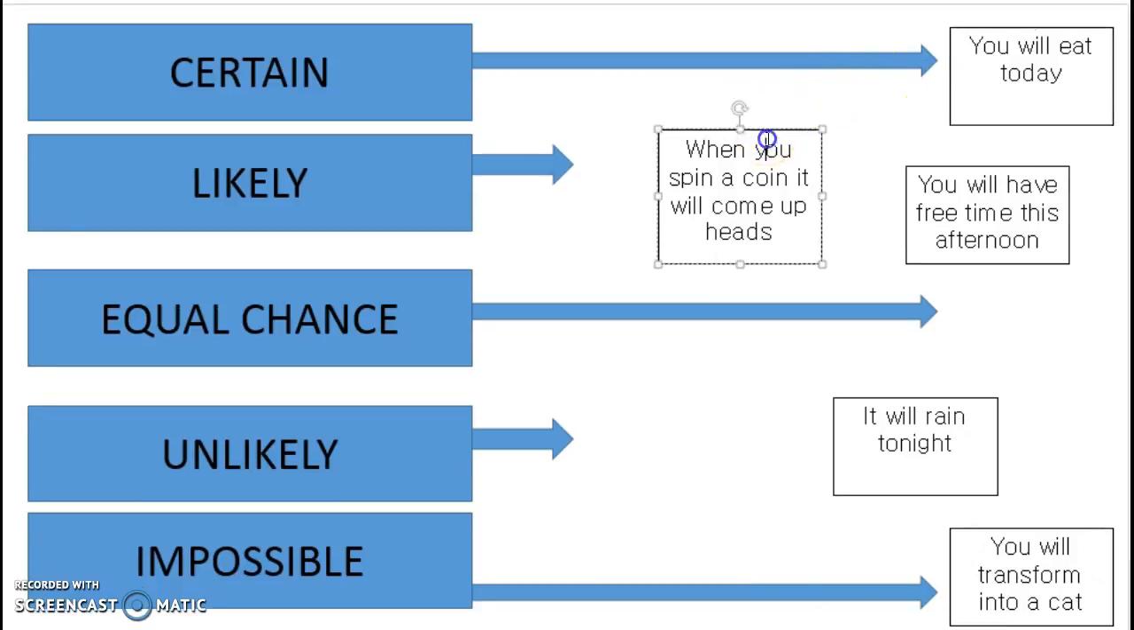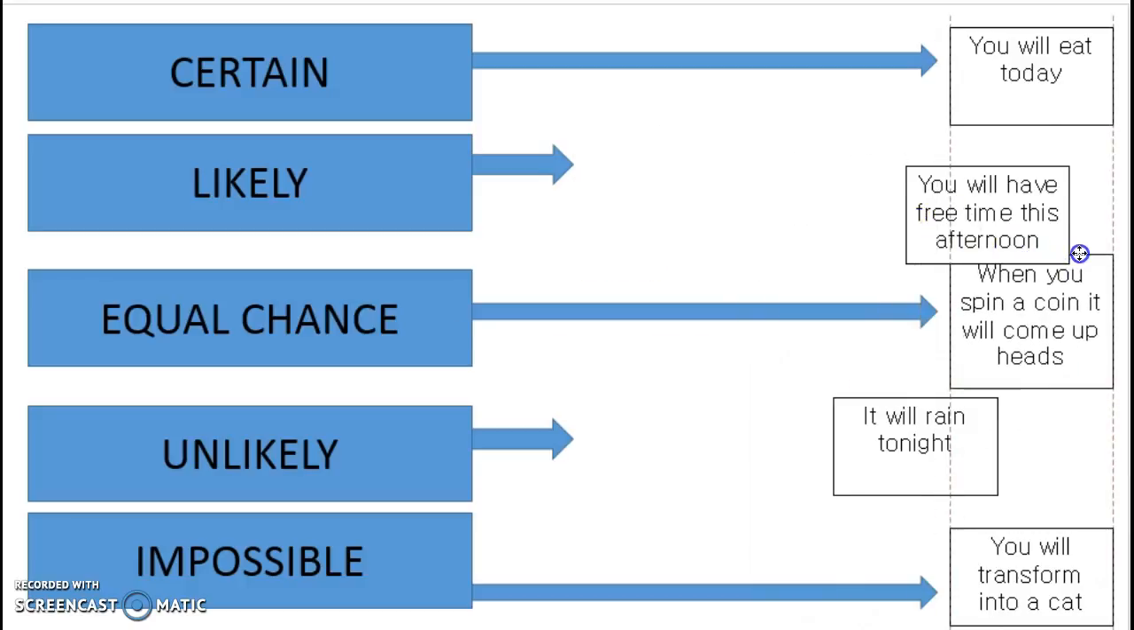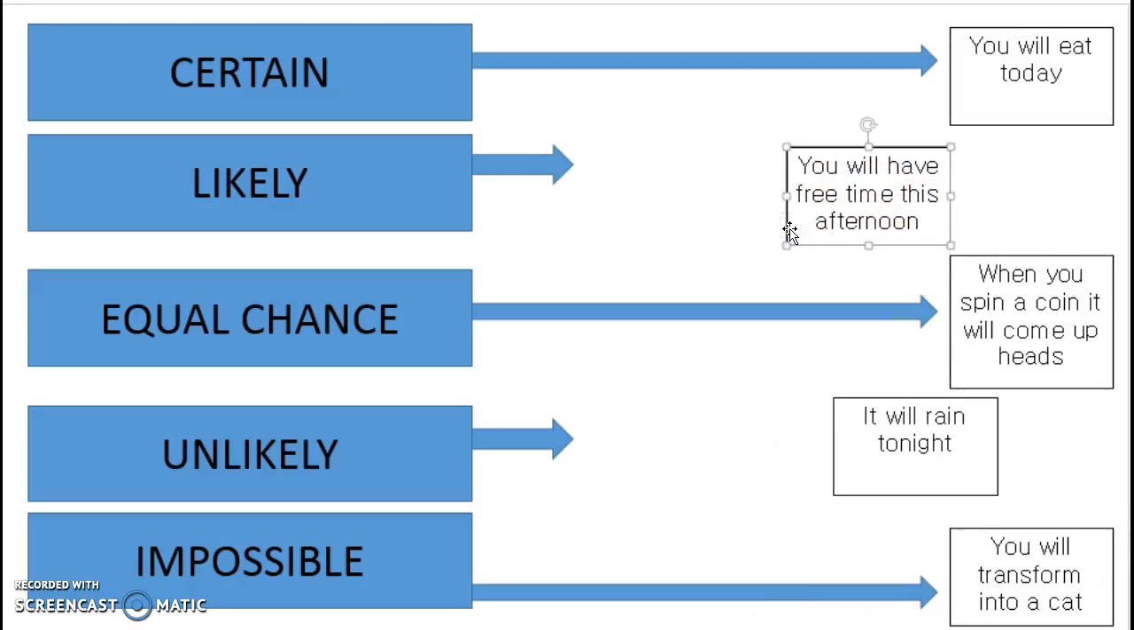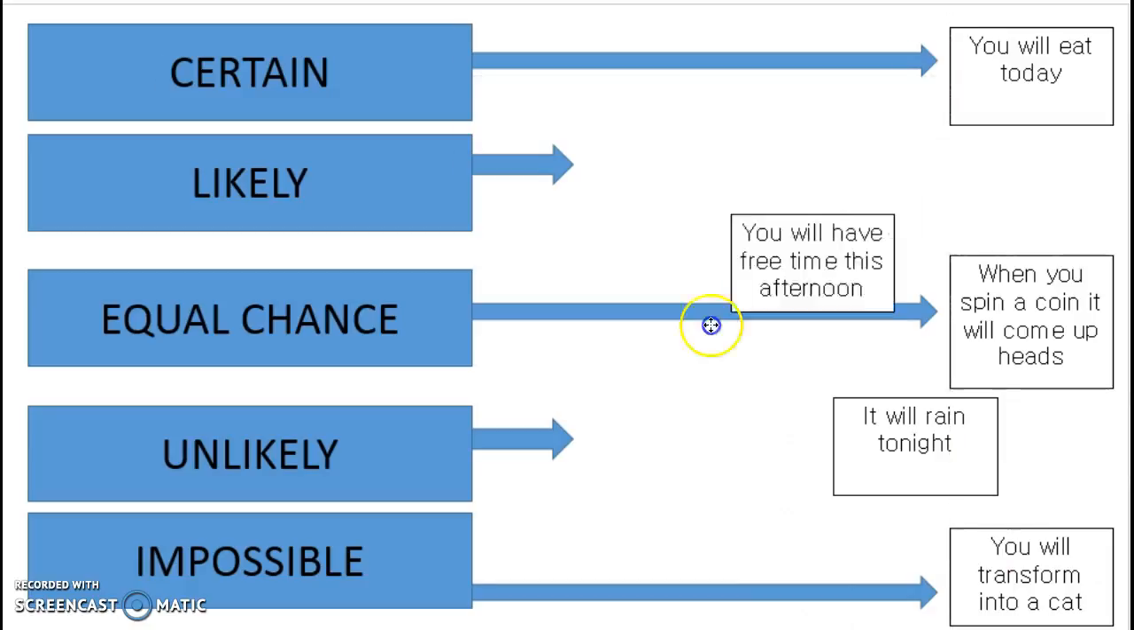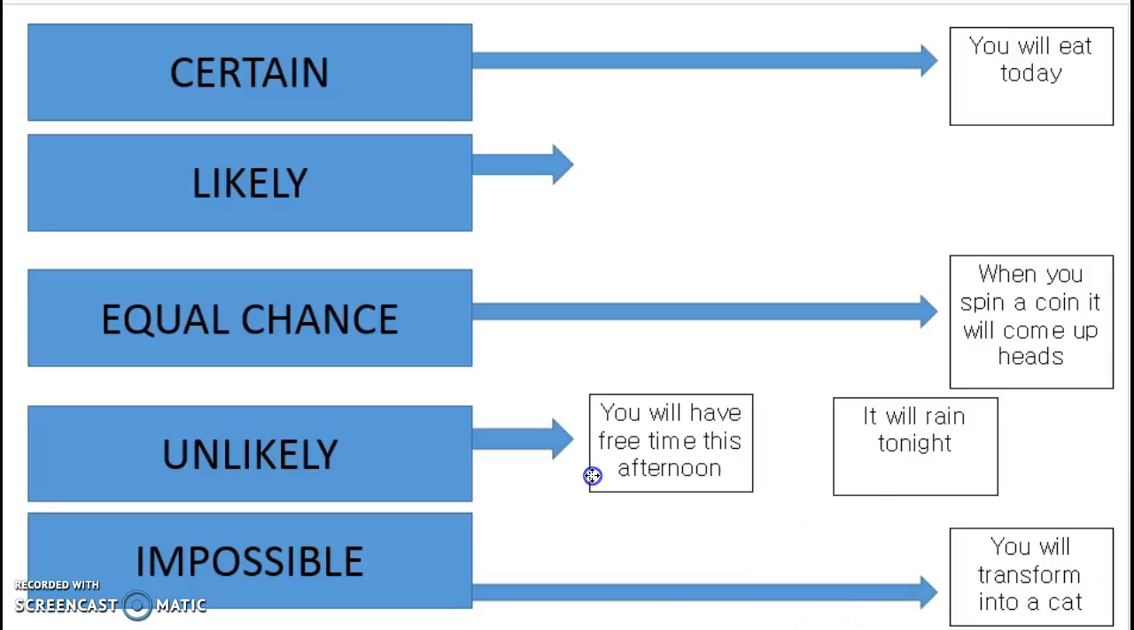Let's look at this one. When you spin a coin, it will come up heads. We've talked about this one a few times now. When I spin a coin, there are 2 sides it might land on. So it's what we say 50-50. In other words, there's an equal chance or an even chance it might land on one side and it might land on the other. Here it says you will have free time this afternoon. Well, I know that Mr. White is a very strict and firm teacher, and we generally don't have time to fit in free time. So I think that's going to be pretty unlikely. There's a small chance he might let us have free time, but I still think it's pretty unlikely.